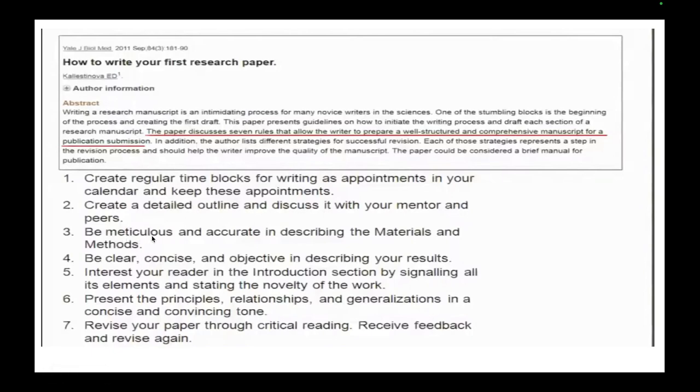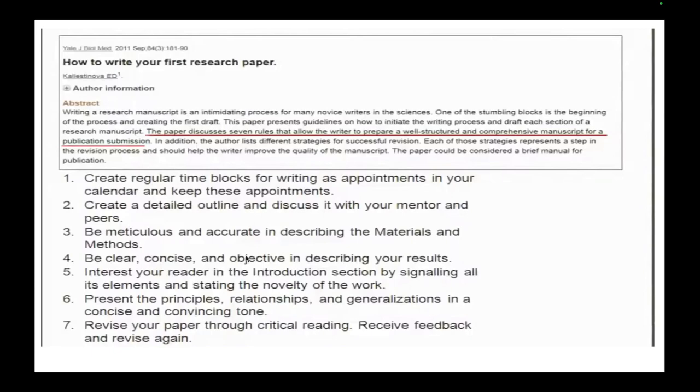Be meticulous and accurate in describing the materials and methods. In materials and methods, you have to mention most of the details of everything you have done in the experiment. The journals also want you to give proper details of your materials and methods, or the experiments you have done, so that they can be replicated by other groups.